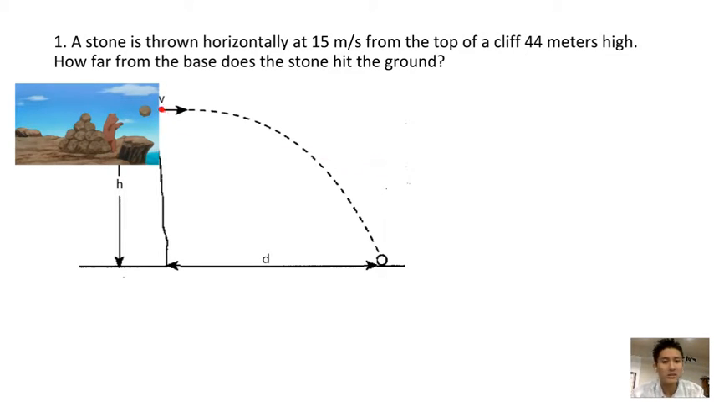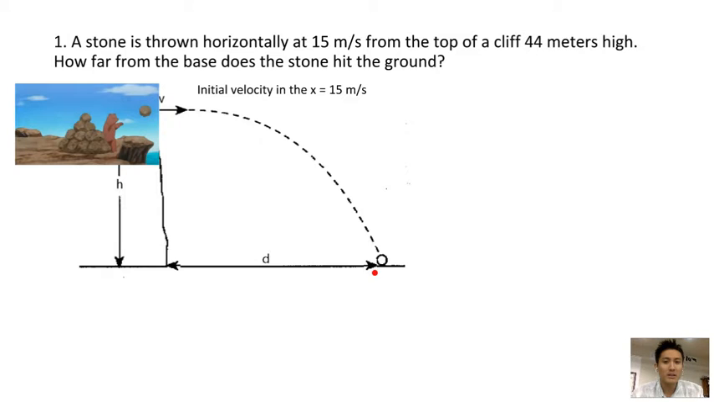Since there's no x acceleration whenever we have projectile motion, we can use that equation, delta x equals vix t. For the y component, however, there's 3 different free fall equations we could possibly use. But for this case, since we're looking at how far from the base, that is going to be in the x dimension.